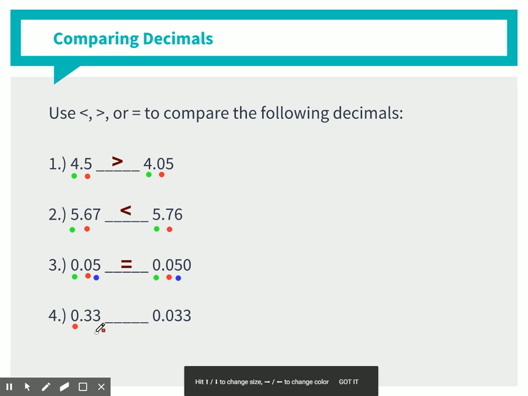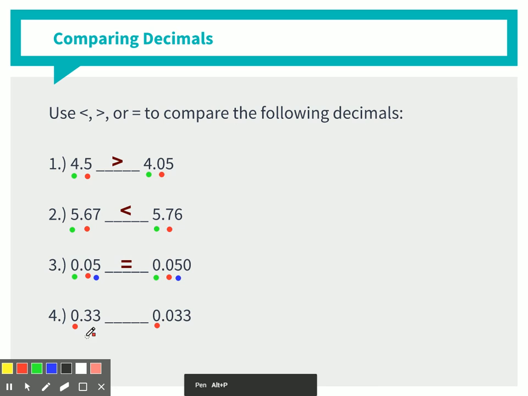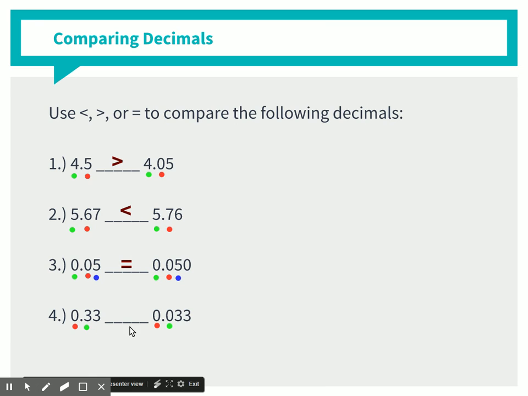Okay, so again, in the ones place, they're both zeros. So that doesn't help us. In the tenths place, they are a little bit different though. The tenths place on this one has a 3, and the tenths place on this one has a 0. So we actually don't need to go any farther than that, even though there's numbers after it, to determine which one is bigger, because the one on the left has a larger number than the one on the right, which means that it is going to be bigger. So 0.33 is greater than 0.033.